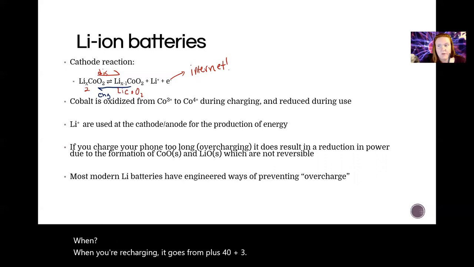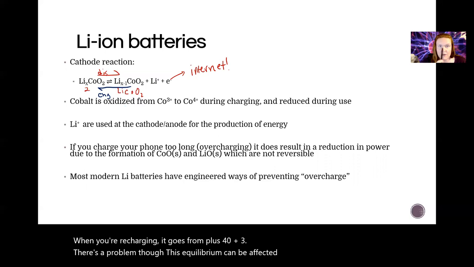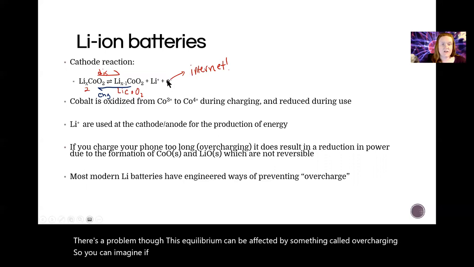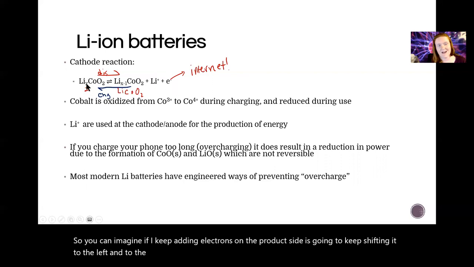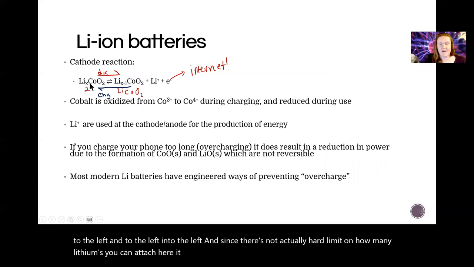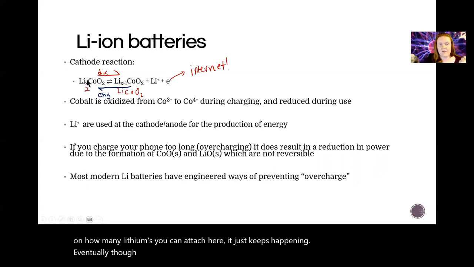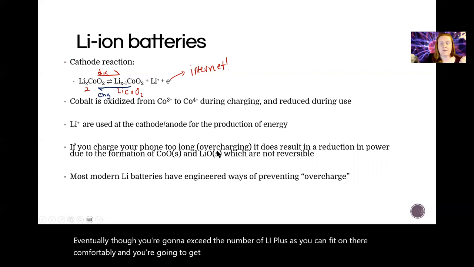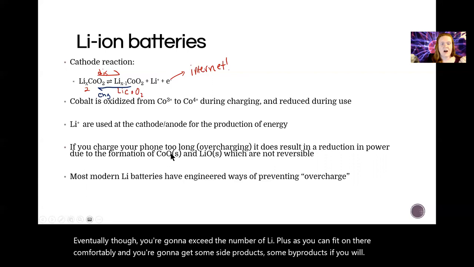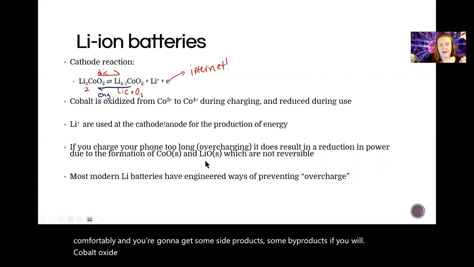There's a problem though. This equilibrium can be affected by something called overcharging. So you can imagine if I keep adding electrons on the product side, it's going to keep shifting to the left and to the left and to the left. And since there's not actually a hard limit on how many lithiums you can attach here, it just keeps happening. Eventually though, you're going to exceed the number of Li pluses you can fit on there comfortably. And you're going to get some side products, some byproducts, if you will. Cobalt oxide and, well, cobalt two oxide and lithium oxide are the products you get.